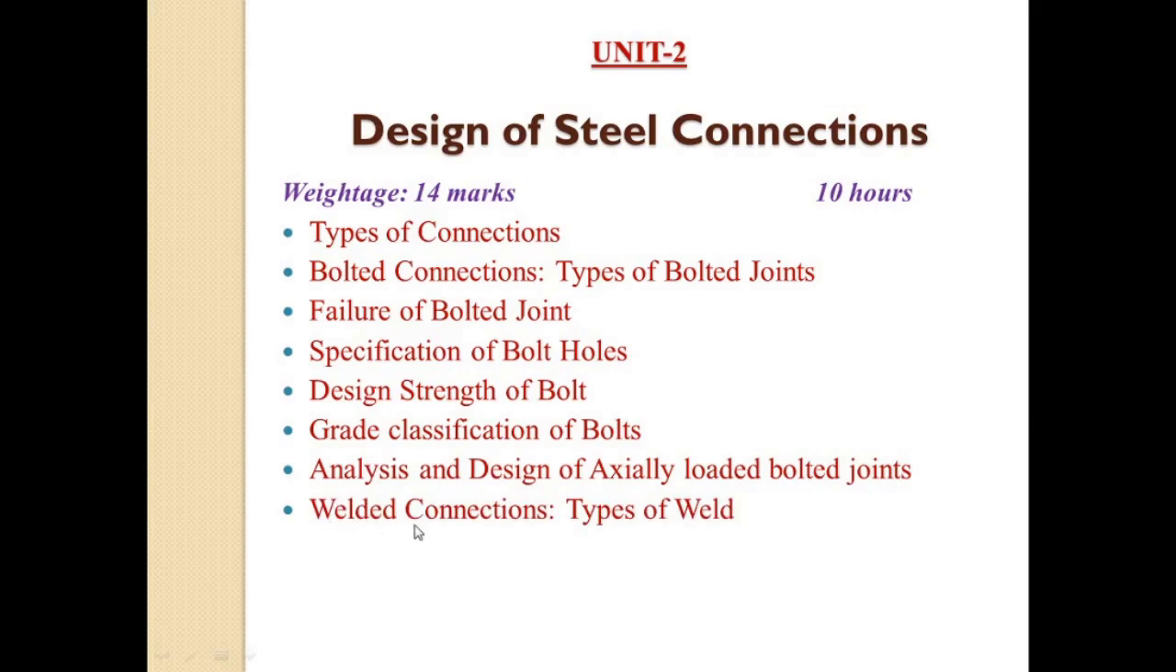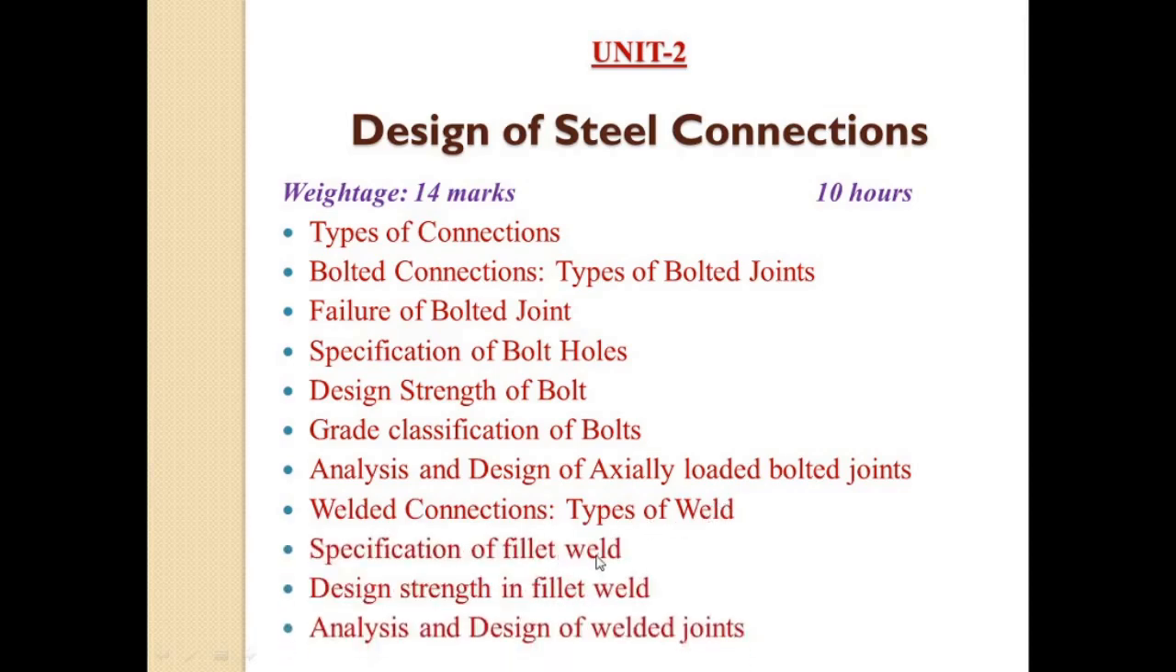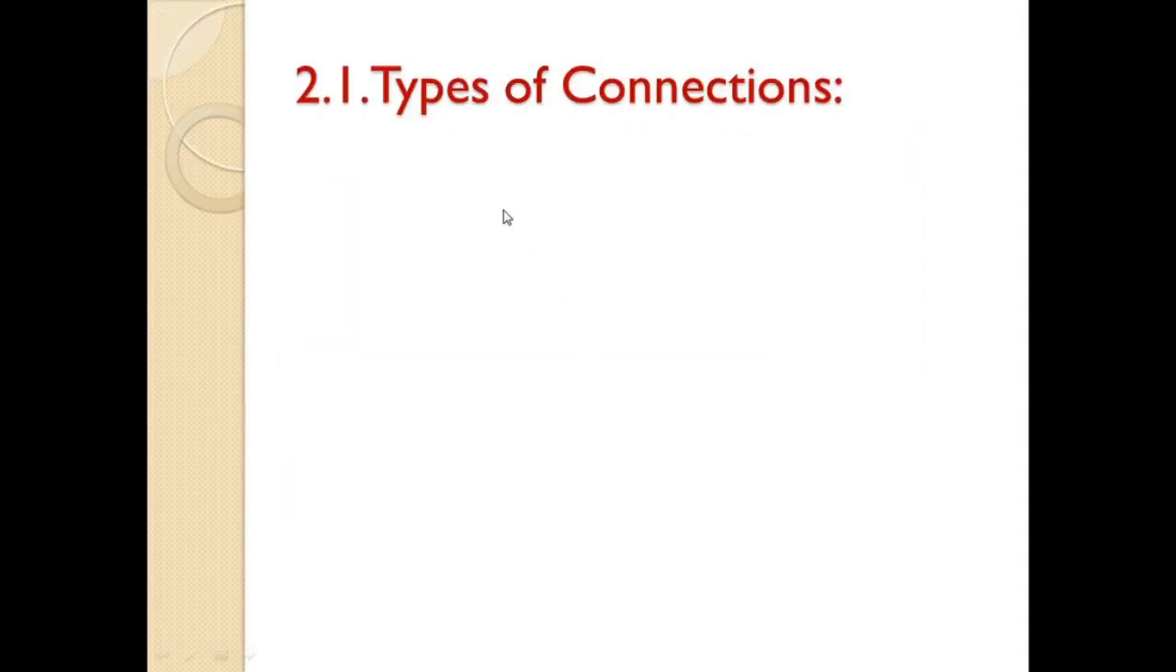Then welded connection, that is part B. In that we have to discuss the types of weld, that is butt joint or fillet weld, then specification of fillet weld, then design of fillet weld, and lastly analysis and design of welded connections. So let us start our first point, types of connections.